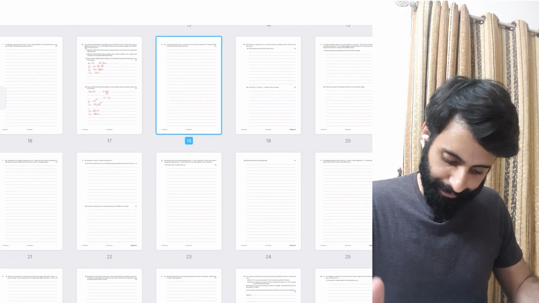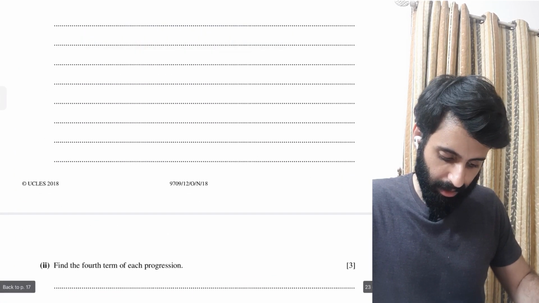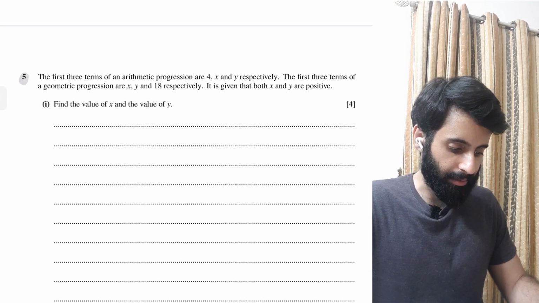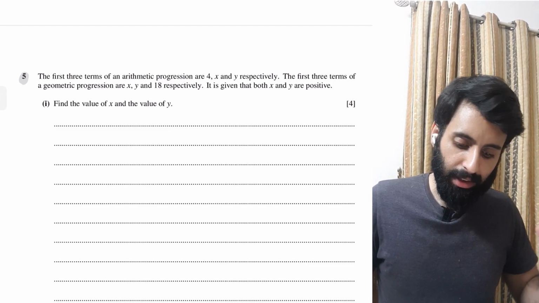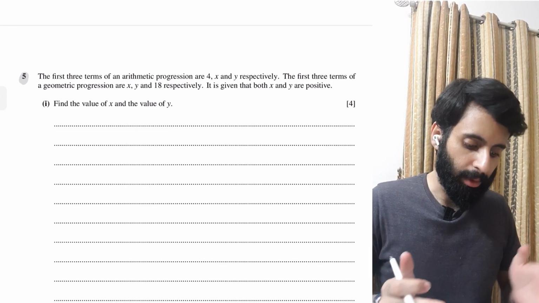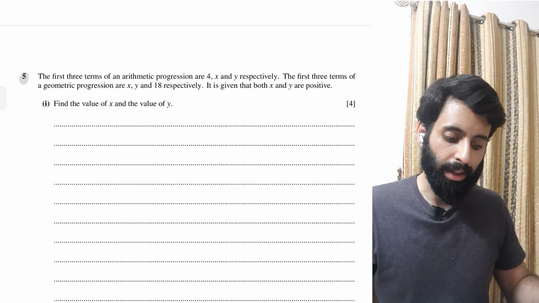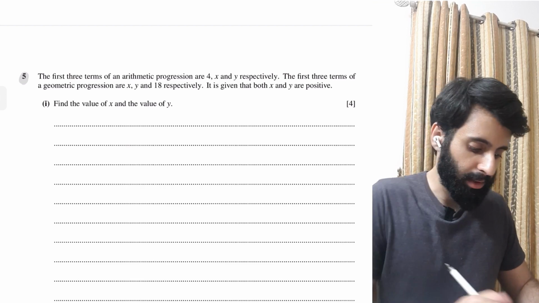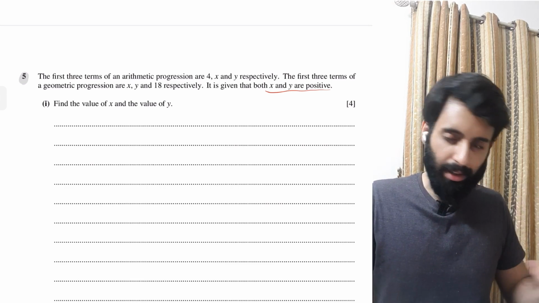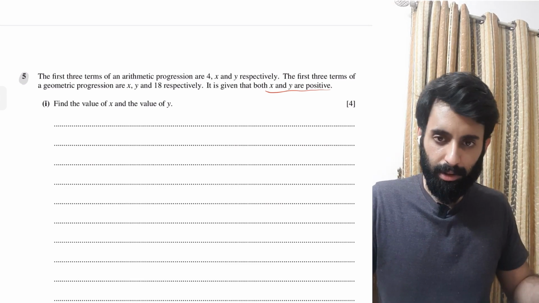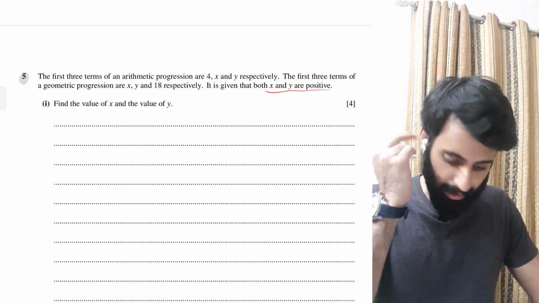Now the next question that I would like to solve for you guys is from, let me see, October-November 2018, paper 1, variant 2, and this is question number 5. Now this is more like an algebra question, which is why I've picked this. It says the first 3 terms of an arithmetic progression are 4, x and y respectively. The first 3 terms of a geometric progression are x, y and 18 respectively. It is given that both x and y are positive, so it's possible that we may find a value of x or y which may turn out to be negative or positive, and then we have to pick the positive value. I don't know that, but we're about to find out. Then it says find the value of x and the value of y.